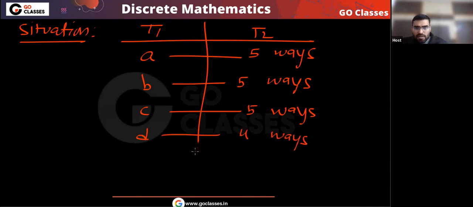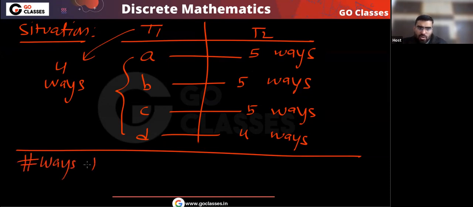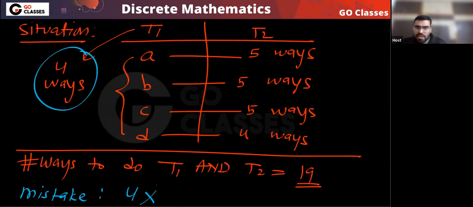Now just tell me, what are the total number of ways to do T1 and T2? So you can notice this is 4 ways, and these are the 4 ways A, B, C. So what are the total number of ways to do T1 and T2? What is that? That is your 19, correct? Yes or no? That is 19, not 20. That is not 20. What is the mistake? The mistake is you have 4 ways here, and you have 5 ways here. This is the mistake.